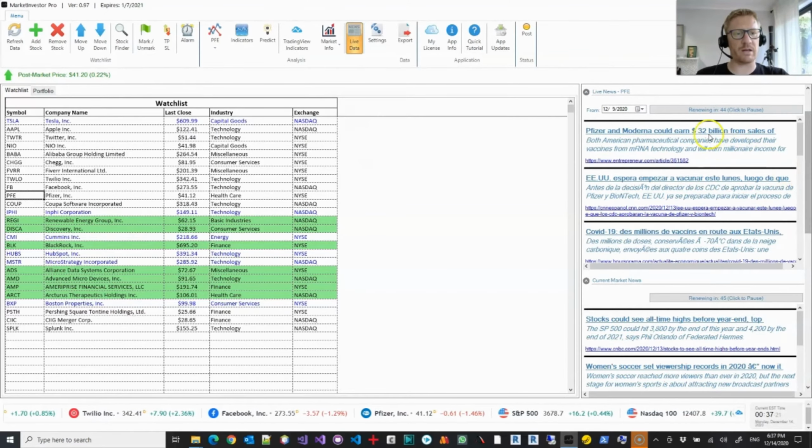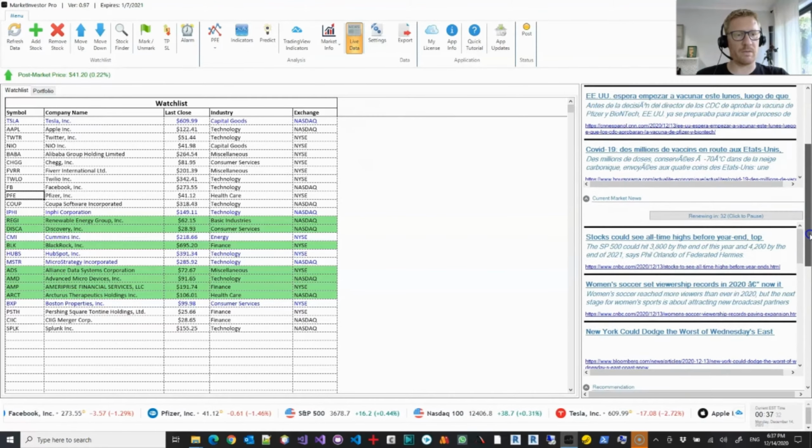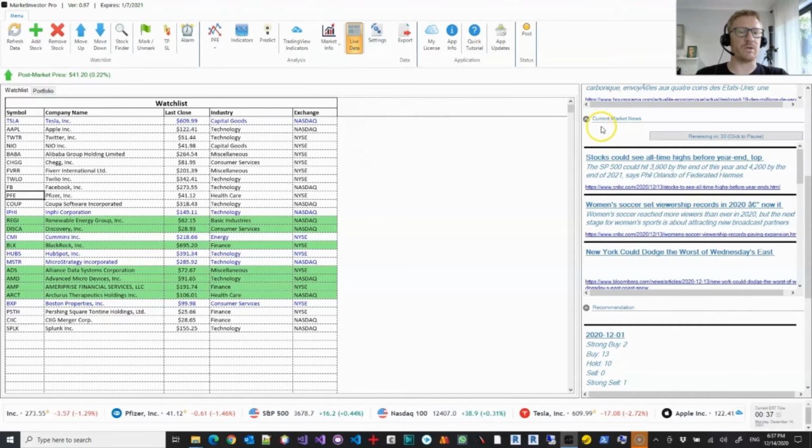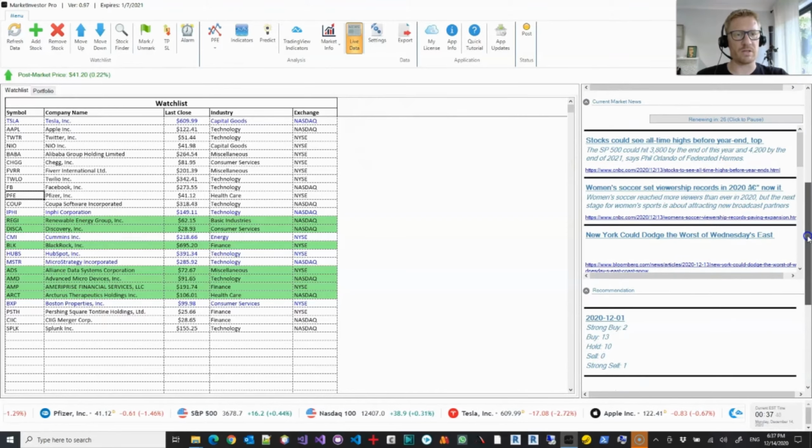The second one that I've added here is just general market news. So this is not related to the stock necessarily. This is just live news. So it talks about Pfizer and Moderna, and so on. And then if we scroll down here, you'll see, here we go, this is the current market news. This one was the targeted news, so company news, and this one is general market news.